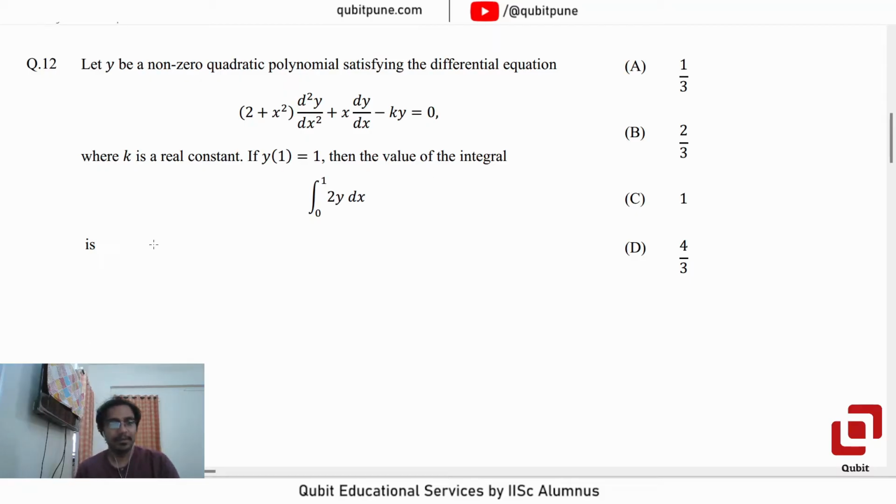Pretty simple question. They're saying it's a non-zero quadratic polynomial. So let us assume the standard form, y equals ax squared plus bx plus c. And they're saying y of 1 is 1.